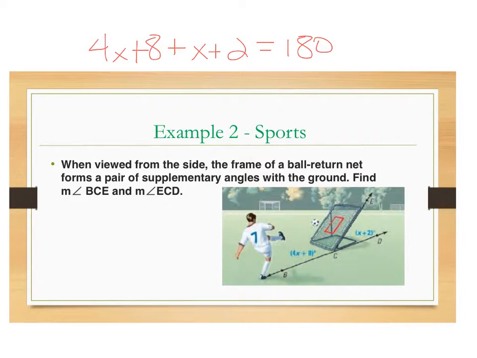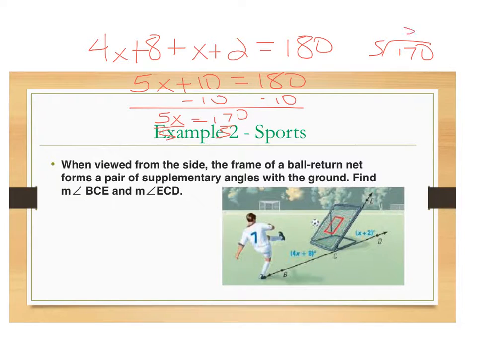How about the 4x and the x? And I get 5x. And then I'm going to group the 8 and the 2. I get 10. And now I'm going to subtract 10. I get 5x equals 170. I now have to divide. 170 divided by 5. X equals 34.